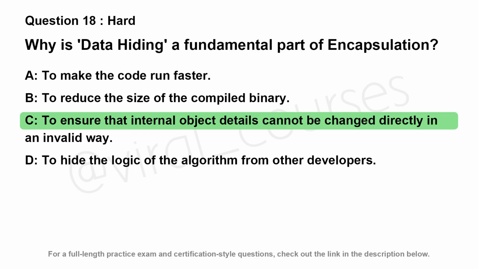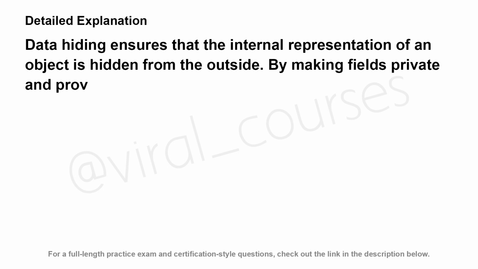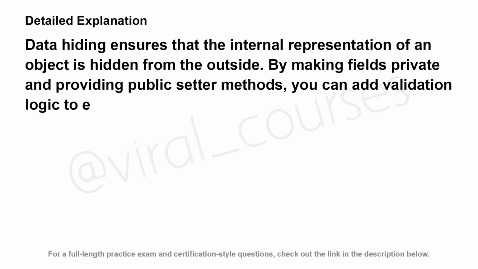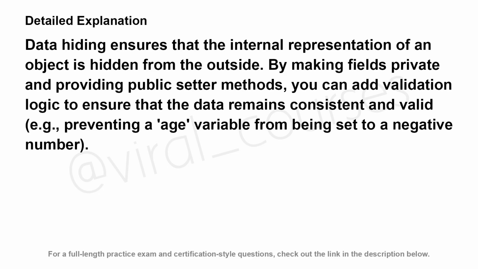The correct answer is C. Data hiding ensures that the internal representation of an object is hidden from the outside. By making fields private and providing public setter methods, you can add validation logic to ensure that the data remains consistent and valid. E.g., preventing an age variable from being set to a negative number.